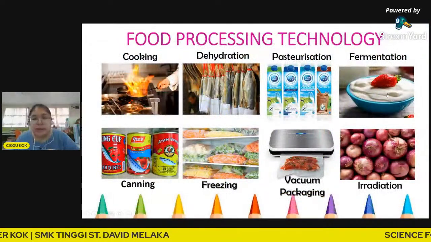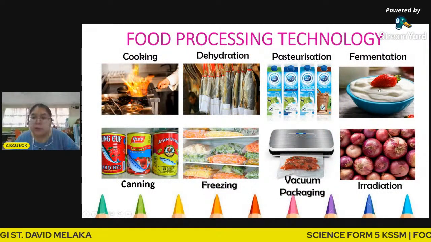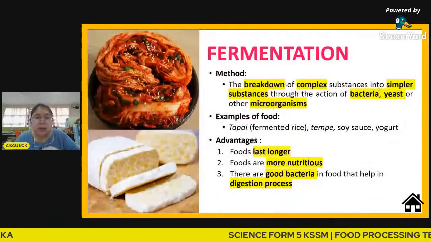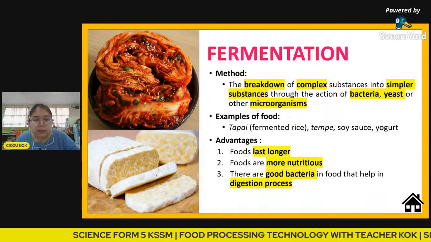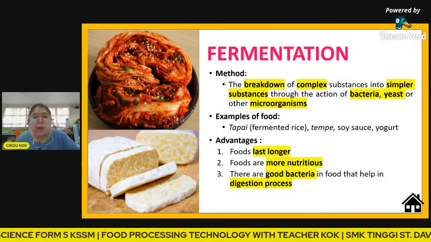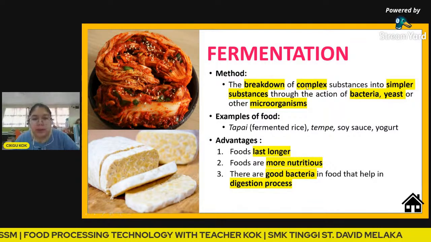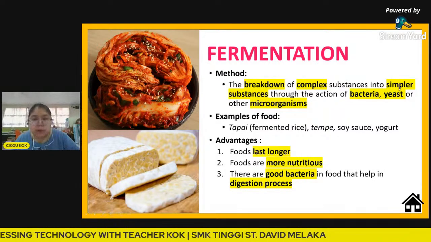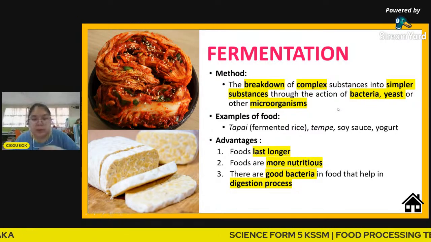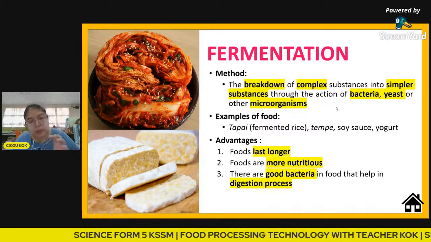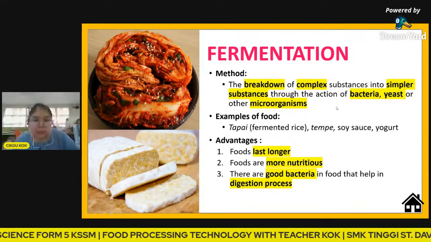Okay, the next one is number four, fermentation. We see what fermentation is. Fermentation examples here, I'll show you. This one is kimchi. Another one should be tempeh. The method: the breakdown of complex substances into simpler substances through the action of bacteria, yeast, or other microorganisms. Using yeast and bacteria to make complex food become simpler substances.